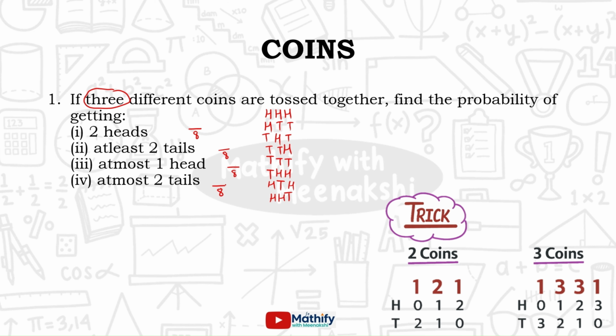Now we have to think about the numerator. Two heads. So you can count two heads. In three cases we have two heads. So the answer is 3 by 8.